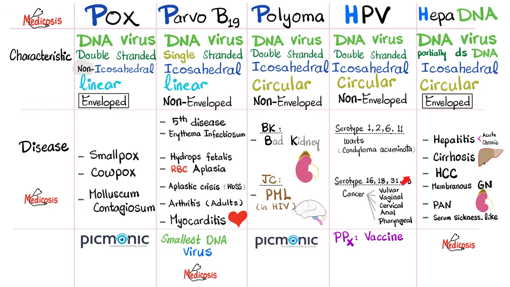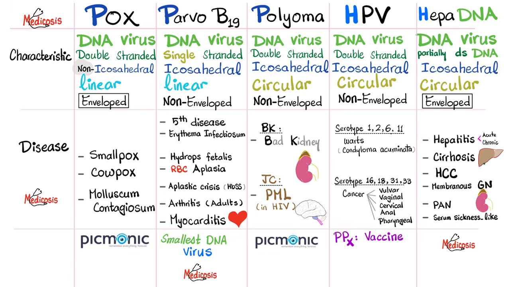And now to my favorite part of the lecture, the comparison table. Today we talked about pox, parvo, polyoma, human papillomavirus, and hepadna. There are 5 questions that you need to ask yourself about each virus. Number 1, is it DNA or RNA? The answer is DNA. All of them are DNA viruses.